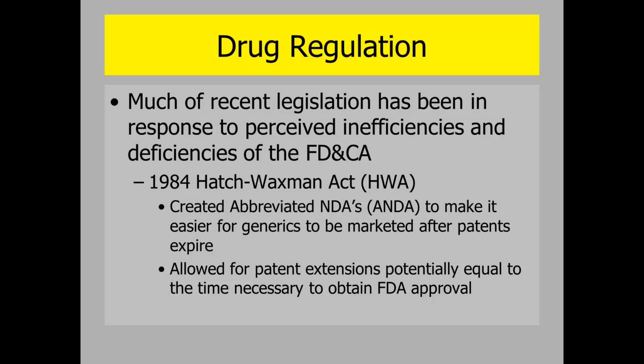And in exchange for making it easier to bring out generics, the Hatch-Waxman allowed patent extensions that would let you extend your patent equal to the time necessary to obtain FDA approval. So if you brought out a drug and it took you 10 years to get FDA approval, then you could extend your patent by that amount of time. However, the new drug development process is not all just FDA. So the new drug development process includes all the screening and the non-clinical testing, the white mice.